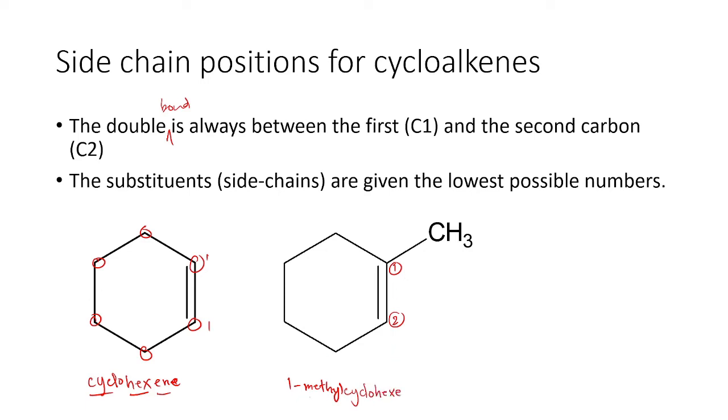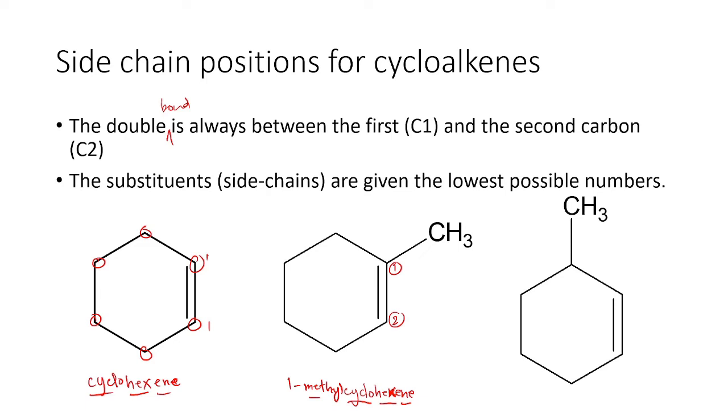1 being the position of the methyl, cyclo being a cyclic compound, and hexene: hex because of 6, and "ene" because of the double bond. And lastly, for this one, we have another methyl group as our side chain or substituent. And we have a cyclic compound with 6 carbon atoms and a double bond.